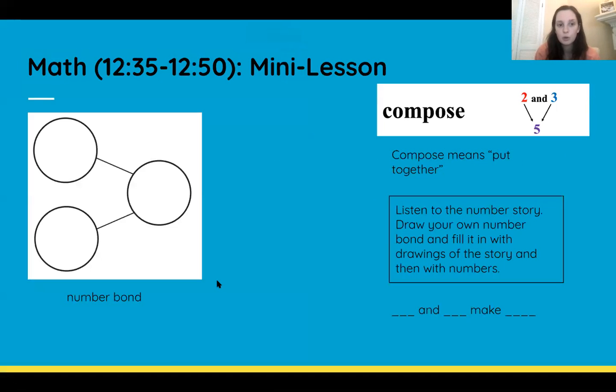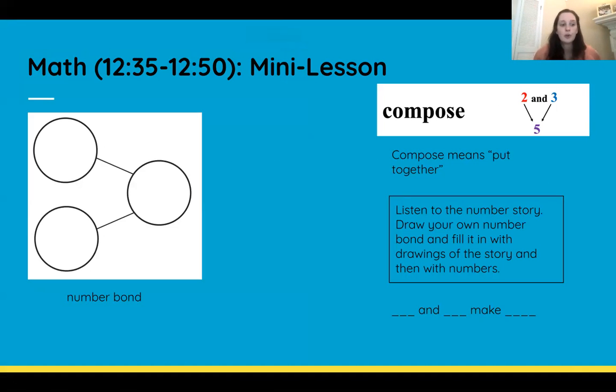Okay. So we are going to listen to a number story. Before we do, let me back up and review the word compose. Remember, compose means put together. So if I have two parts, I'm putting them together to make a bigger part. 2 and 3 work together to make 5.